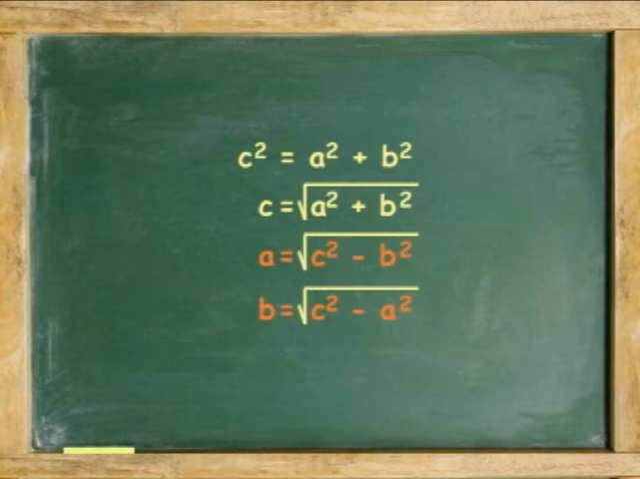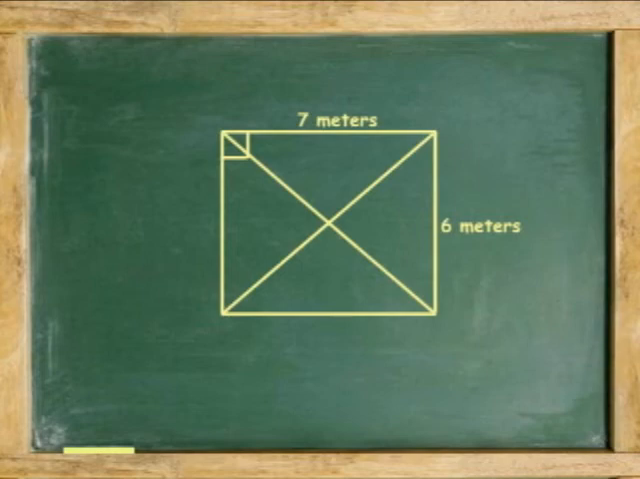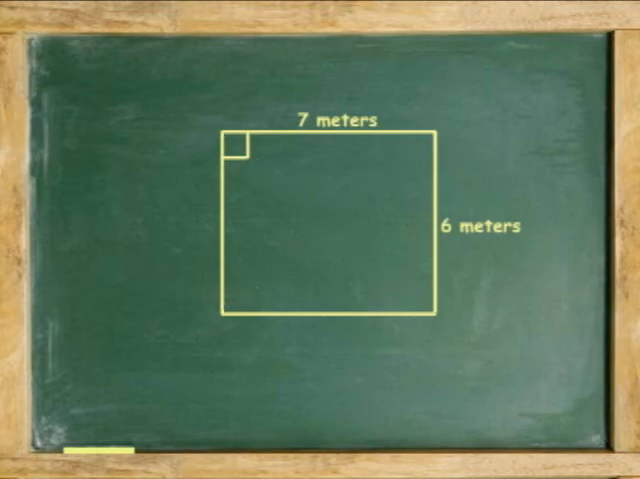And side B is found by the square root of the subtraction of the square of side A from the square of side C. For example, a carpenter is building the frame of a room. If the room is 6 meters wide and 7 meters long, how can she check if the room is rectangular? In a rectangle, the diagonals are equal. The best way for the carpenter to know if she has a rectangle with 90-degree angles is to make the diagonals equal. What is the length of the diagonals if the sides are 6 and 7?